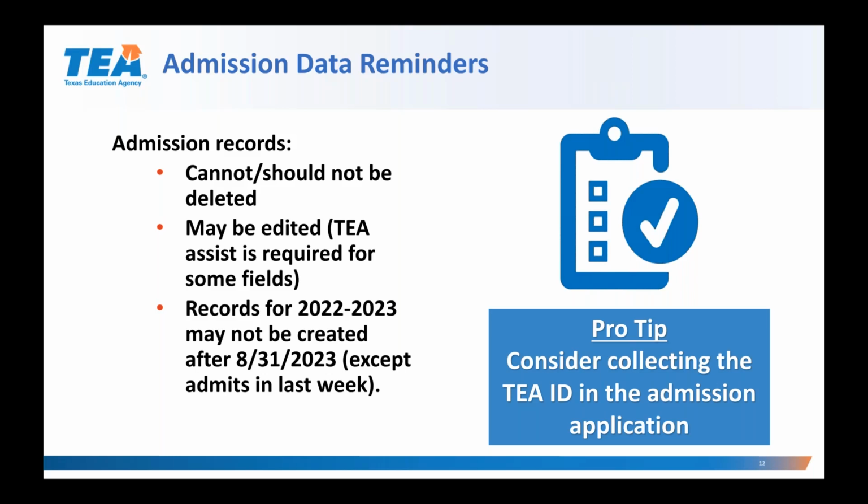And finally, remember that admission records for 22-23 may not be created after August 31st of 23, except for those candidates with admission dates that are in the last week of August 2023. This validation is aligned with the 7-day window for creating admission dates that is required in 19 TAC 227.17(e) and in 227.15(c) for contingency admits.